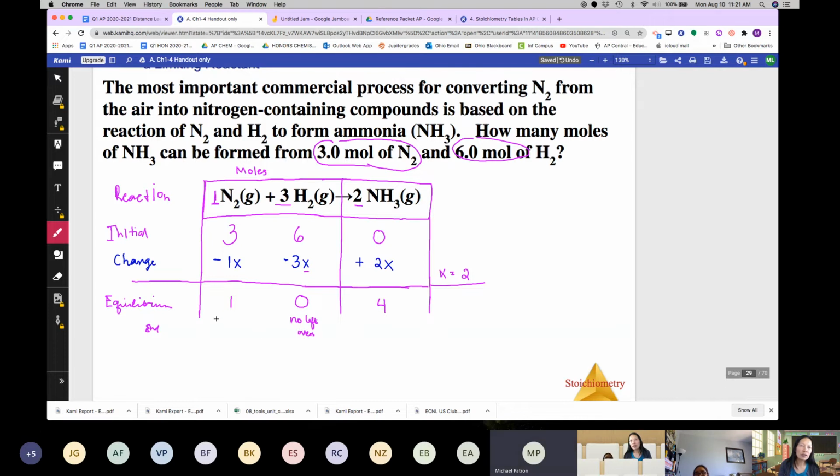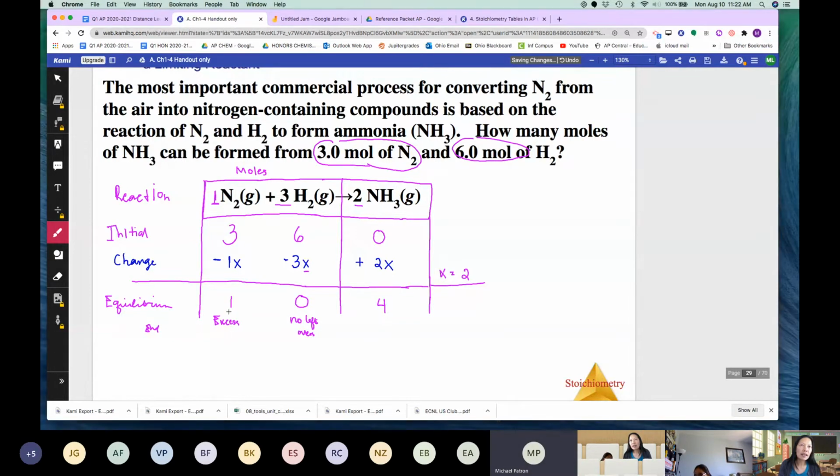Here, this one is an excess. I have 1. It has leftovers. This stands for moles. That means I have 1 mole of N2 left over. What does this 4 stand for? Product. Yeah. What's my product? Ammonia. Moles of ammonia.